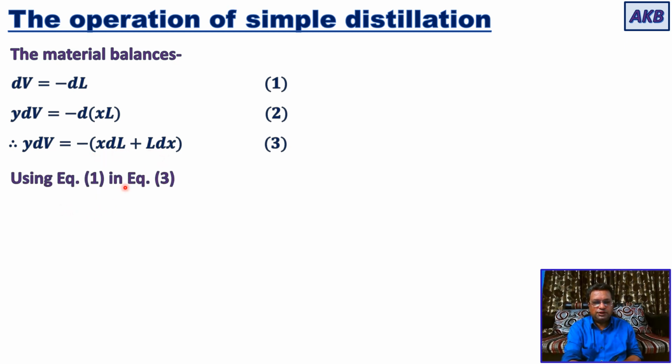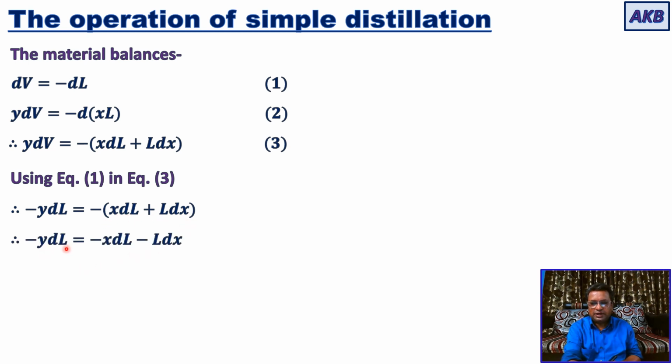Now what we are going to do is use equation 1 in equation 3. Equation 1 is dV is minus dL. So on the left hand side of equation 3, in place of dV, I'm going to use minus dL. If I do that, I have minus y into dL is equal to minus x into dL minus L dx. That is, y into dL is equal to x dL plus L dx.